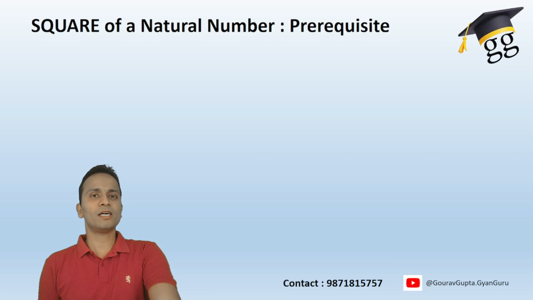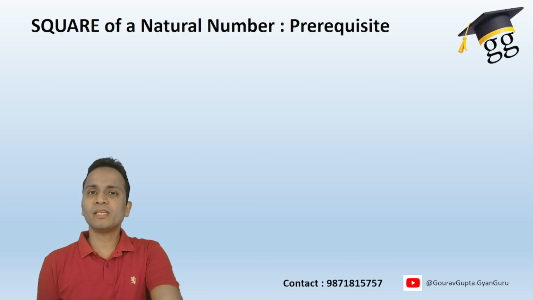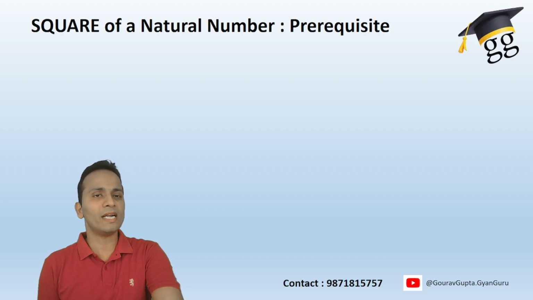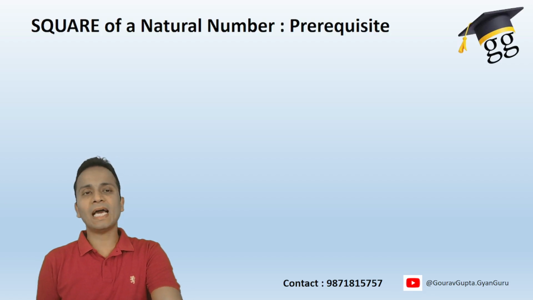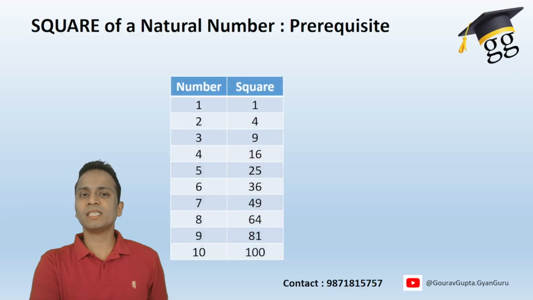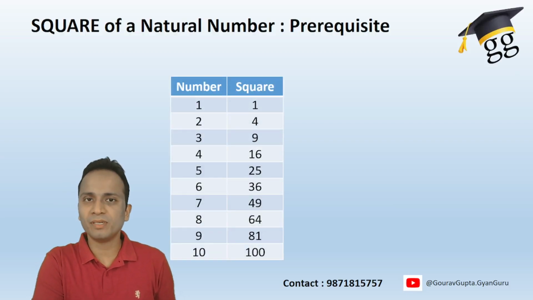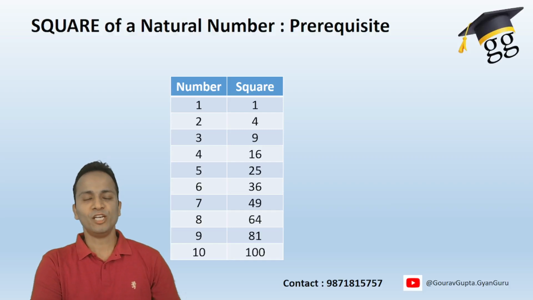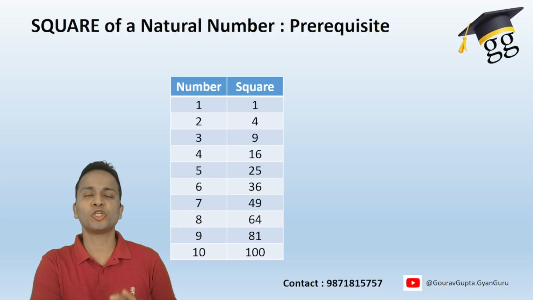Now, first of all, you should be knowing some prerequisites in order to understand how to quickly calculate the square of a natural number and the properties related to that. So the prerequisite is very simple. You should be knowing the squares of the numbers up till 25. So first 25 natural numbers, these squares should be known.